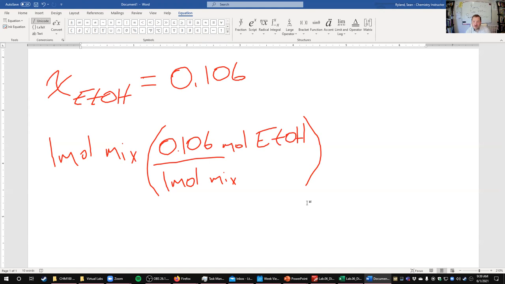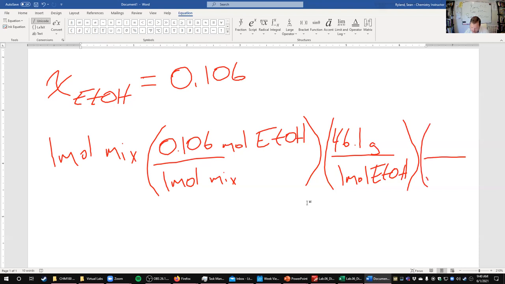From there, you can say, okay, well, you basically are going to use the molecular weight to get to grams, and then the grams to get to a volume. So basically just the opposite of what we started doing. So then we can say, okay, well, 1 mole of ethanol is 46.1 grams of ethanol, and for every 0.79 grams is 1 milliliter. And that allows us to get to milliliters of alcohol. So if we had 1 mole of molecules of everything put together, this is how many milliliters of ethanol would be in there.